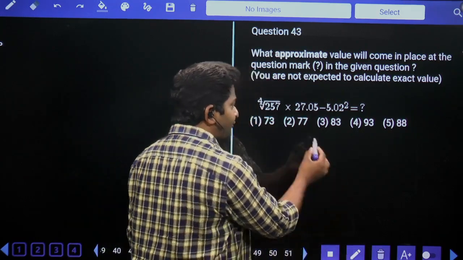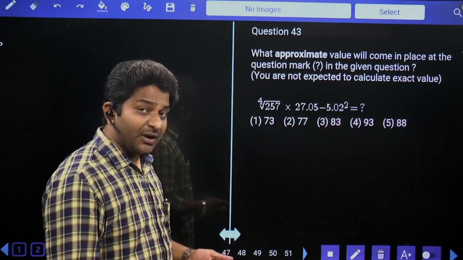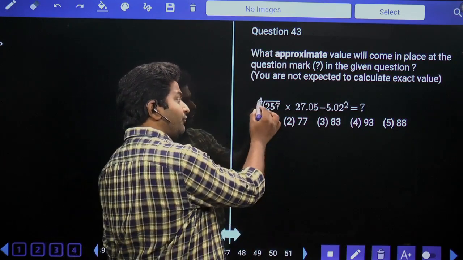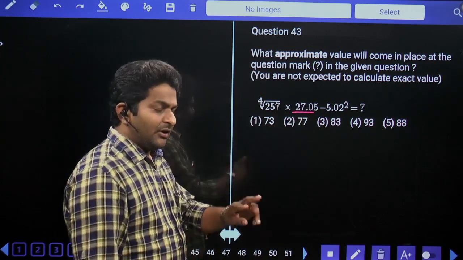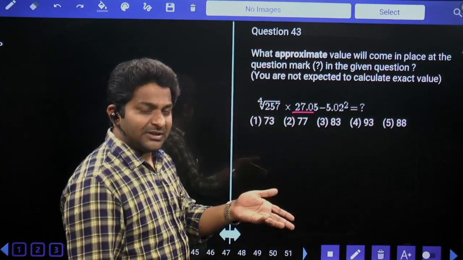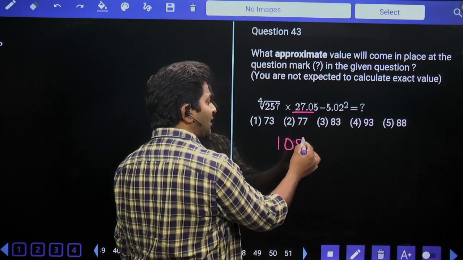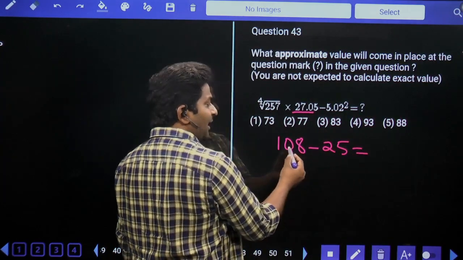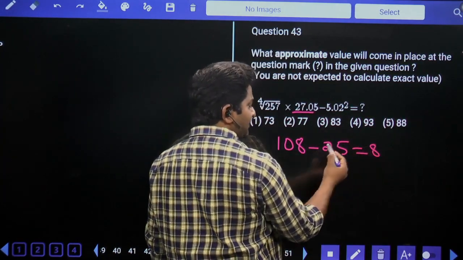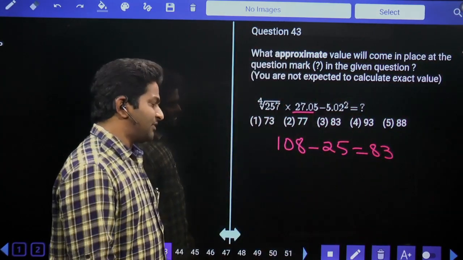Fourth root of 256. 256 can be written as 16 square or 4 power 4. Fourth root of 4 power 4 is 4. 4 into 27. 4 times in the sense double, easy to calculate. 27 double is 54, 54 double is 108, minus 25 square. 5 square, that is 25. 108 minus 25 is 83, answer, which is our third option.